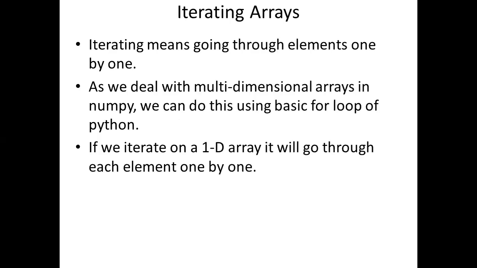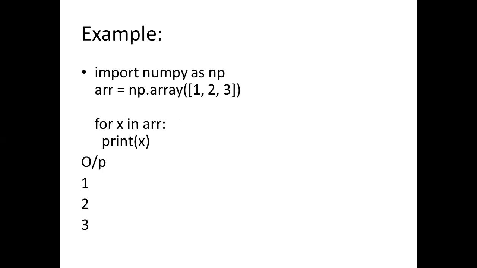Iterating means going through the elements one by one. As we deal with multi-dimensional arrays in NumPy, we can do this using the for loop in Python. If you iterate a 1D array, it will go through each element one by one. So how to create the elements, then how to iterate the elements using the for loop in Python. Import the necessary package and create the array using NumPy, and use the for loop with a variable in that array. The array contains 3 elements. Now it will read one by one and print.